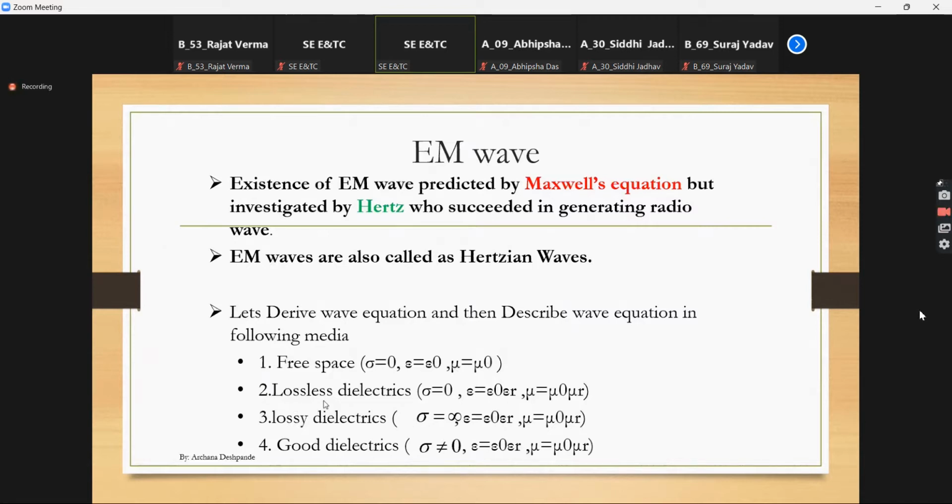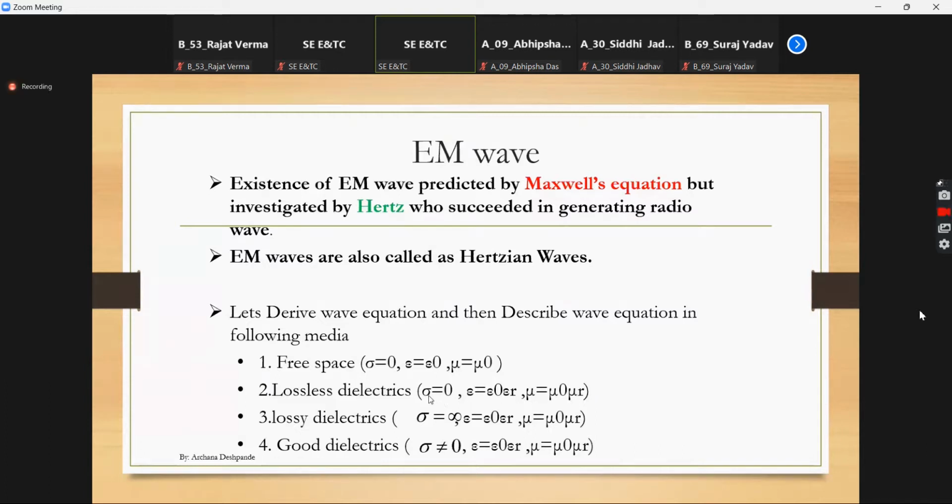The second medium is the lossless medium, here also lossless dielectric. This is also a medium which is not free space. It is any other medium which is dielectric, and it is called a lossless dielectric. So it is the perfect dielectrics we are talking about. And here the epsilon r and mu r values are not 1.